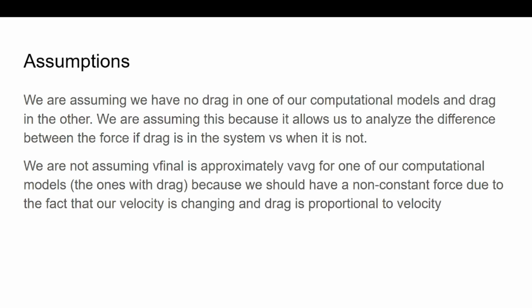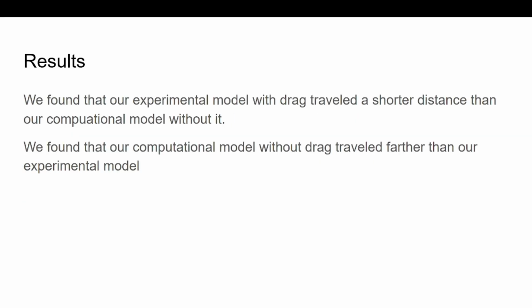We are assuming we have no drag in one of our computational models and drag in the other. We are assuming this because it allows us to analyze the difference between the force if drag's in the system versus when it's not. We are assuming V final is approximately V average for one of our computational models, the one with drag, because we should have a non-constant force due to the fact our velocity is changing and drag is proportional to velocity. We found that our experimental model with drag traveled a shorter distance than our experimental model without it. We found that our computational model without drag traveled farther than our experimental model code.